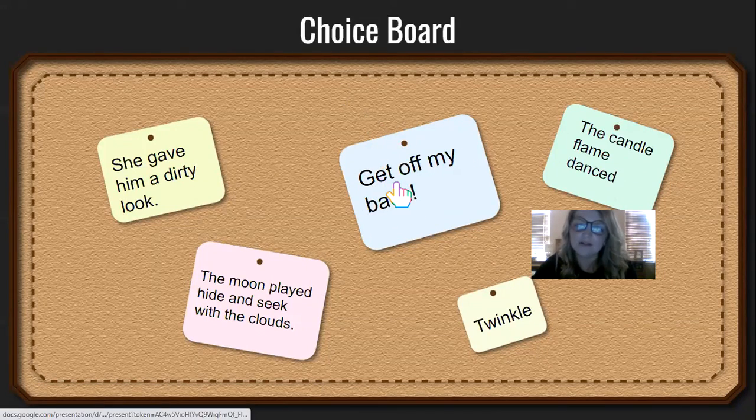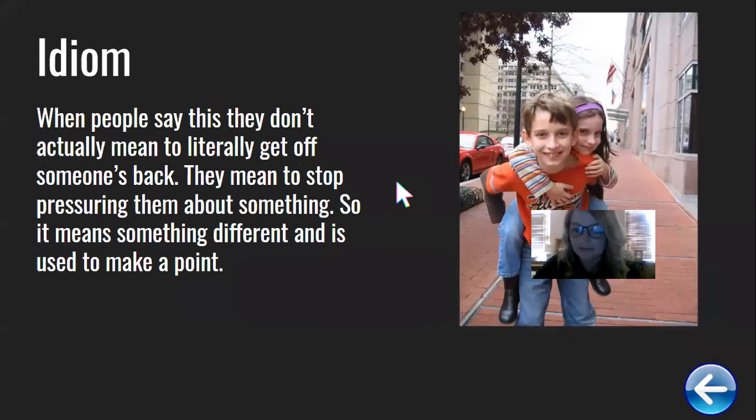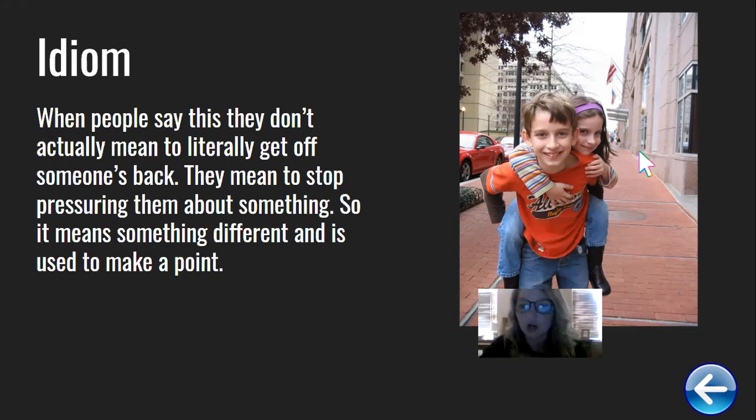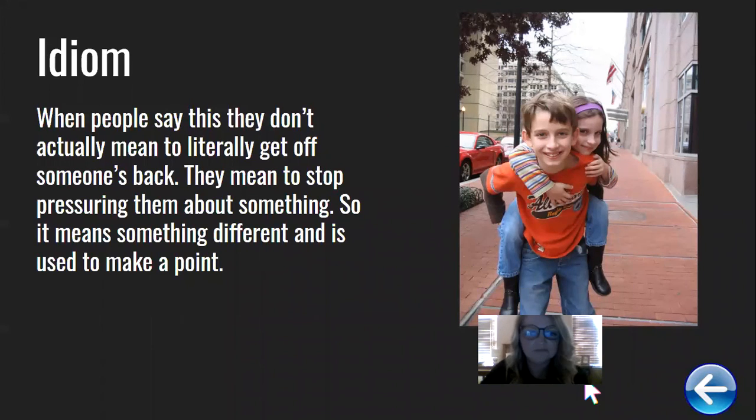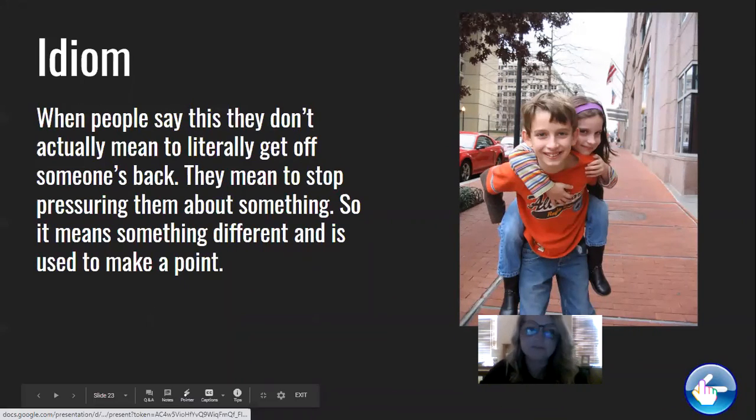Get off my back. That is another idiom, okay? So a picture of some kids here who they literally are on each other's backs. You know, the little girl's on the little boy's back. That's literal meaning. But when people say this, they don't actually mean to literally get off someone's back. They mean to stop pressuring them about something, so it means something different and is used to make a point. So it's not literal. It's just an expression. Do you see how that works?